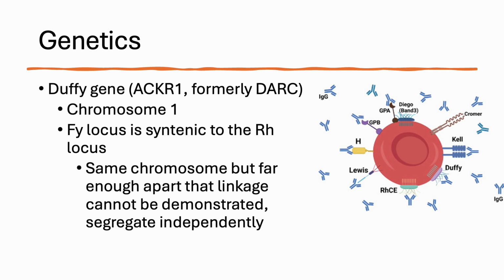So as far as genetics, the Duffy gene, as we discussed earlier, is ACKR1. It was formerly known as DARC. It's on chromosome 1, and the Duffy locus is syntenic to the Rh locus, so that means that it's on the same chromosome, but far enough apart that the linkage cannot be demonstrated. So that it does segregate independently. There are a total of 6 blood group systems on chromosome 1, so that's a significant amount.